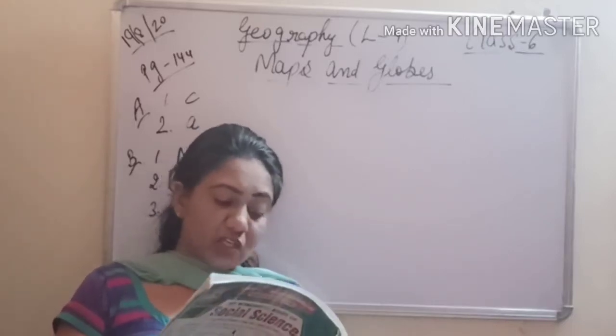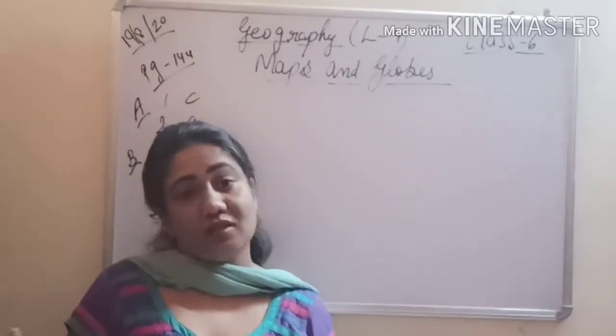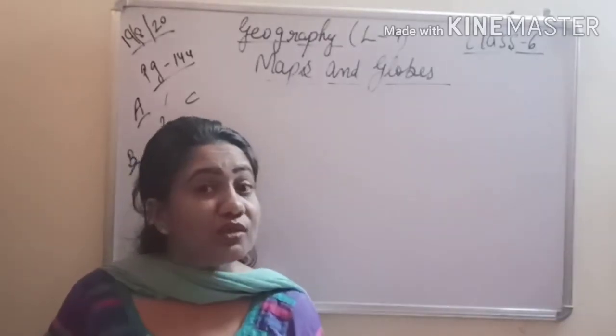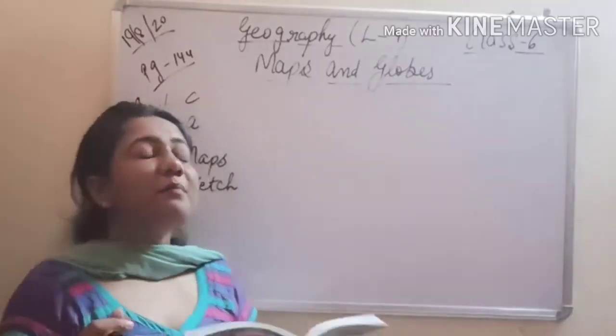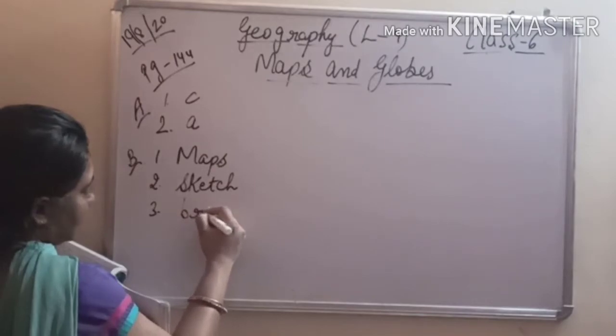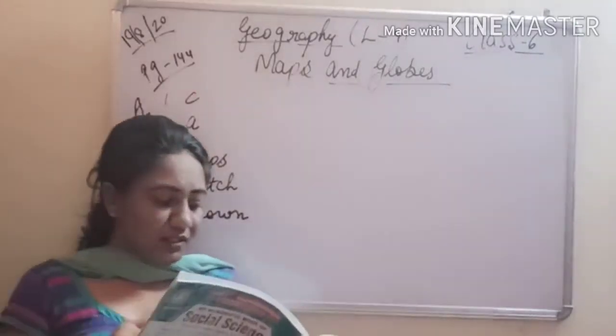Mountains on the maps are shown by dash color. You must be drawing mountains in your art and craft. So which color do you use for mountains? Yes, obviously mountains are represented by brown color. So what would be your answer? Brown, right? Fourth and the last one.